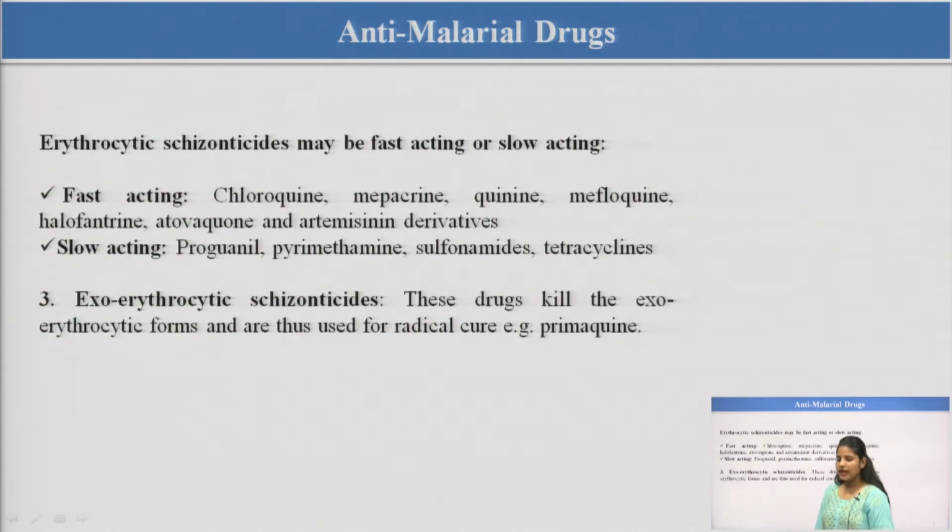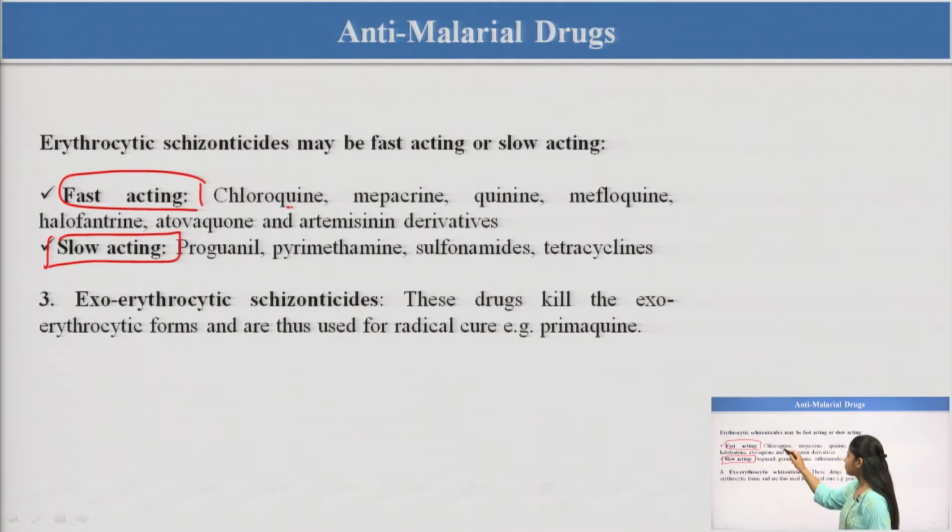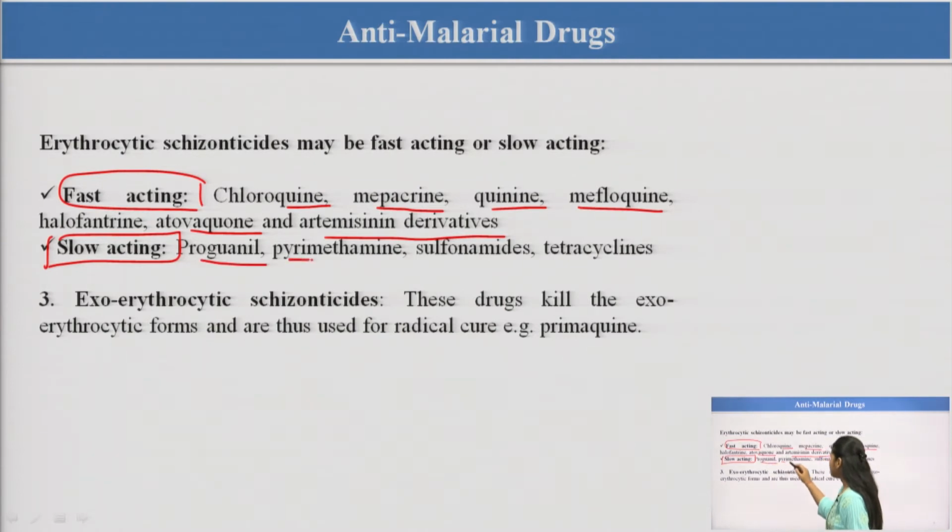Now, erythrocytic schizonticides are classified on the basis of their action, either fast acting or slow acting. So, there are two classes. Fast acting drugs are chloroquine, mepacrine, quinine, mefloquine, halofantrine, atovaquone, artemisinin derivatives. Slow acting means proguanil, pyrimethamine, sulfonamide, tetracycline. These drugs target the RBCs and they are slow acting drugs.